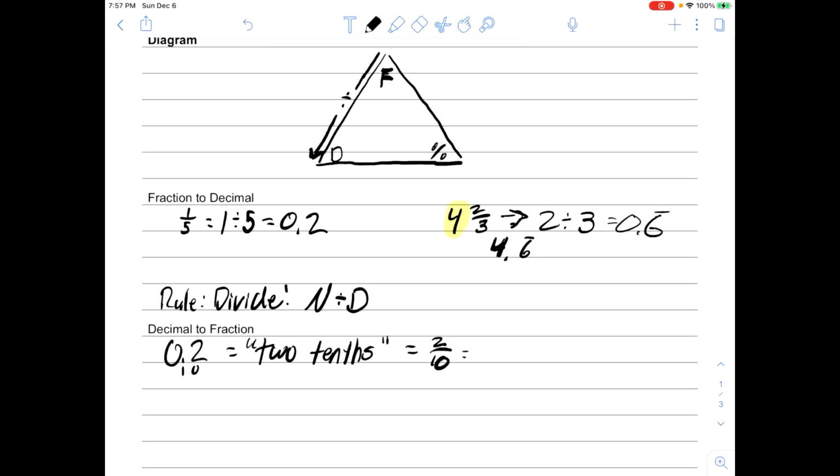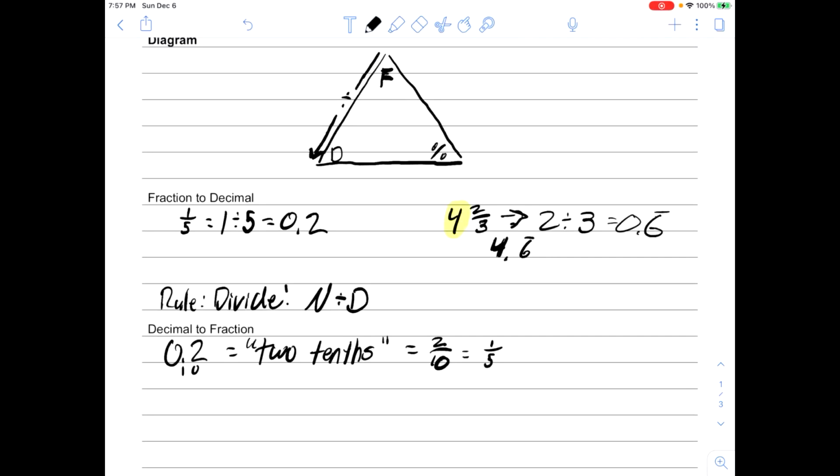Now, I always want to make sure that I simplify. In this case, I would simplify by 2 and get 1/5. Please remember to always simplify your answers. Unsimplified fractions will always be marked as incorrect on quizzes, tests, assignments, everywhere else.